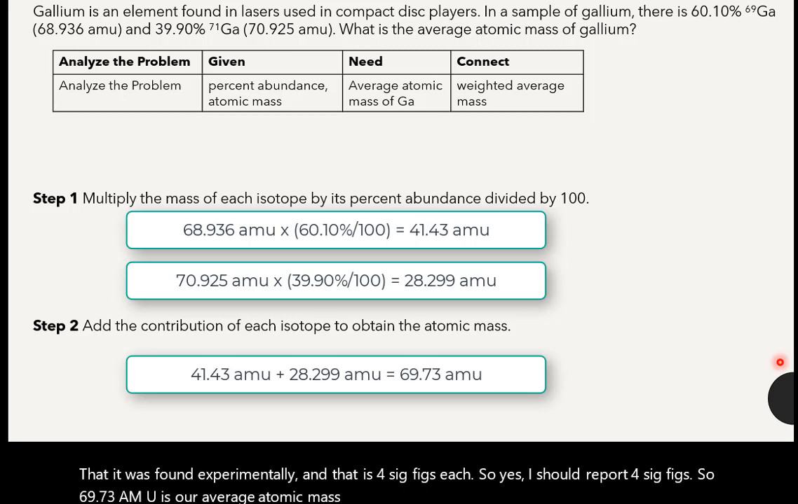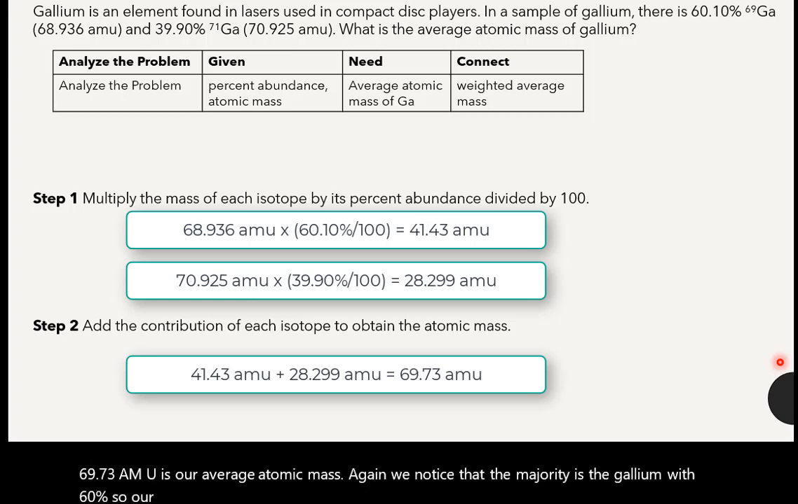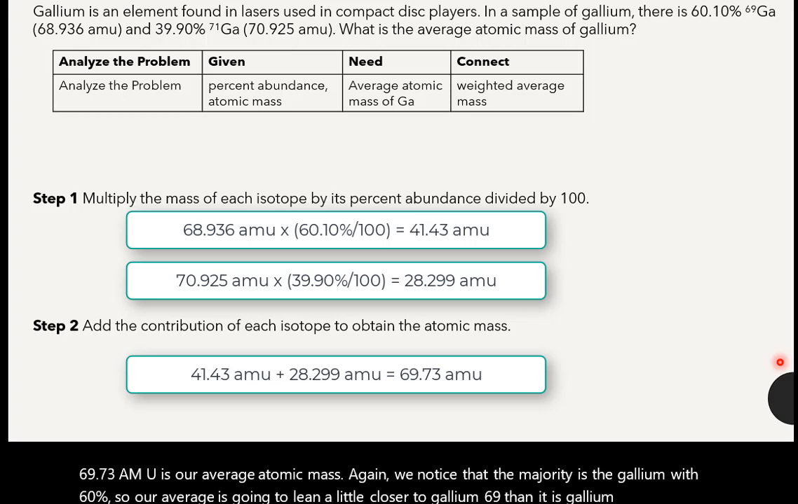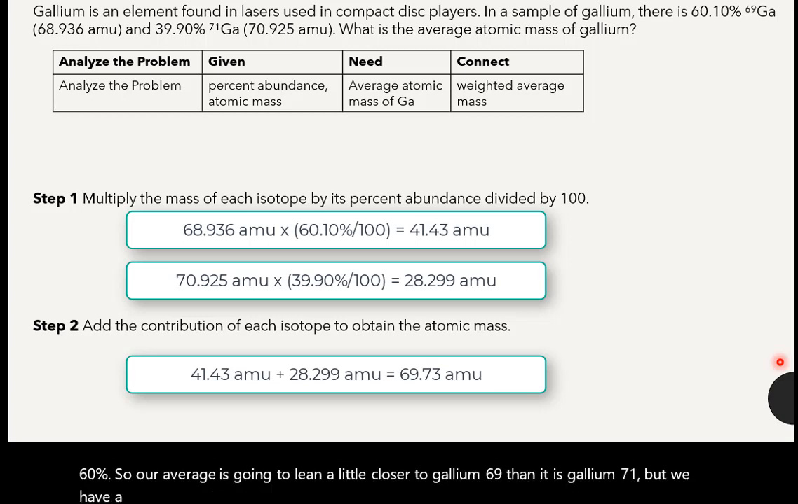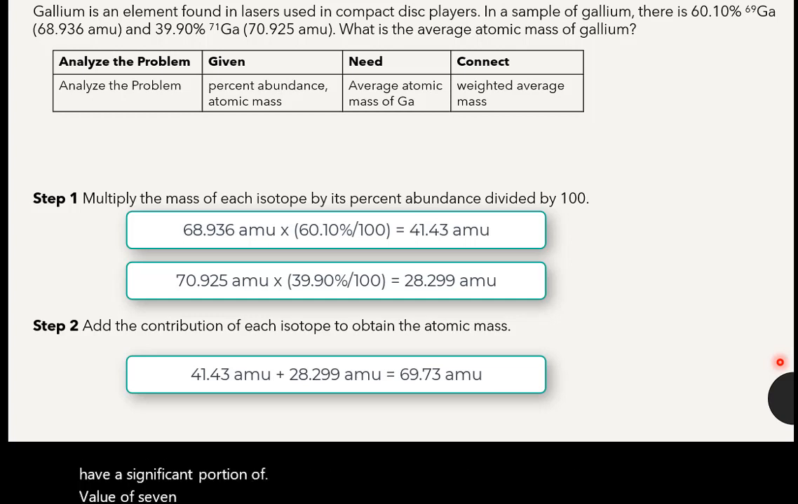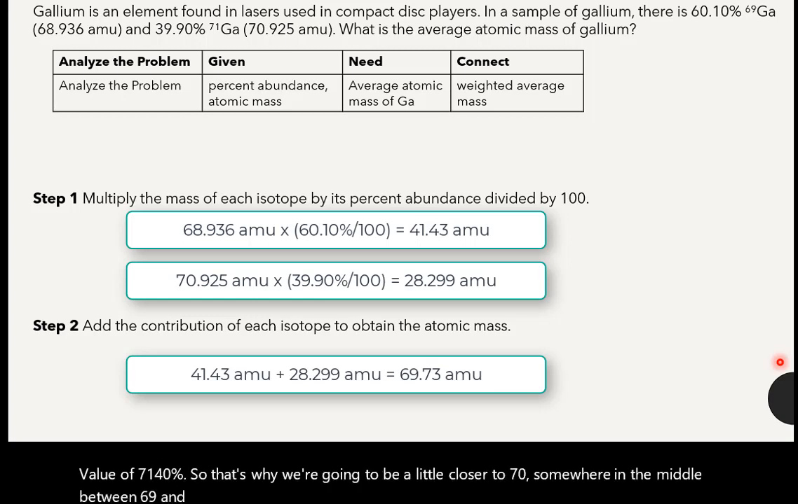Again, we notice that the majority is the gallium-69 with 60%, so our average is going to lean a little closer to gallium-69 than it is gallium-71, but we have a significant portion of gallium-71, 40%. So that's why we're going to be a little closer to 70, somewhere in the middle between 69 and 71.